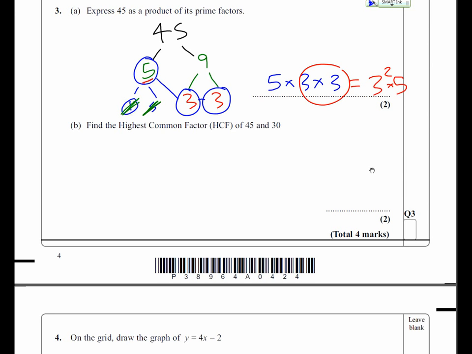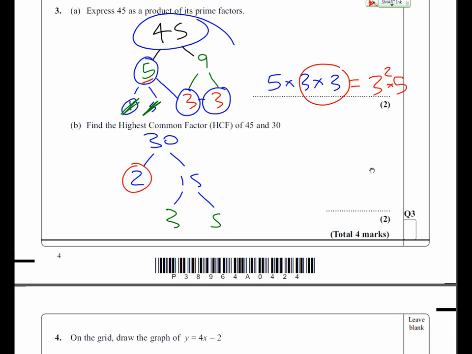Now, highest common factor, there is a trick called tree it, pair it. Okay, we've treed 45. Let's tree 30. So the tree diagram is going to go to 2 and 15. It's going to go to 3 and 5. That cannot split up anymore. And now we pair up. So that means these were our factors of 30.